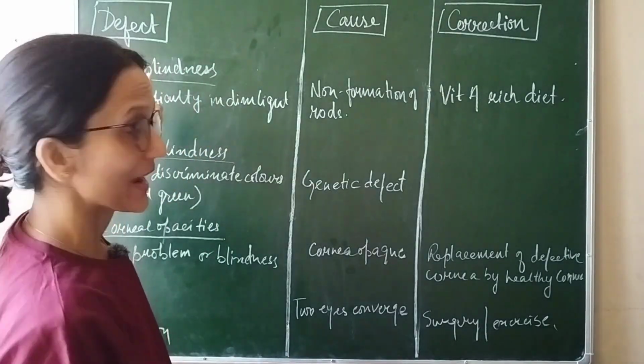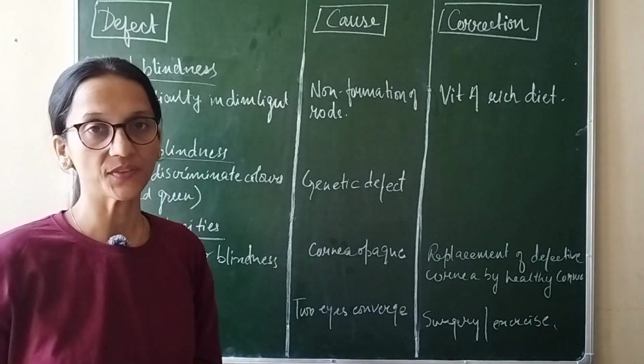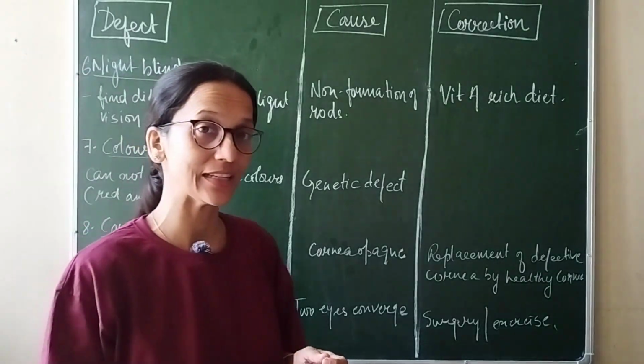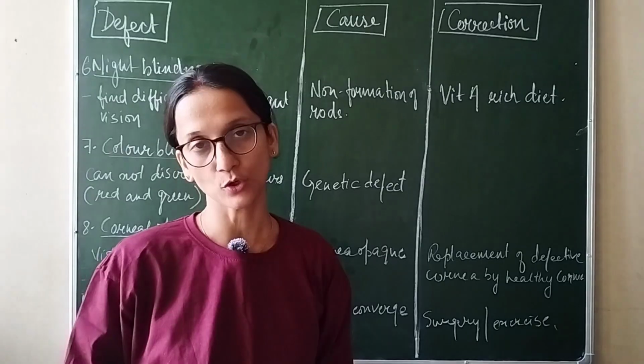Type of eye defect is night blindness. नाम से ही समझ में आ रहा है. Such people will have difficulty in observing things in dim light. Now why does this happen? This is because dim light के लिए we need rhodopsin pigments. In such patients there is non-formation of rhodopsin pigment.